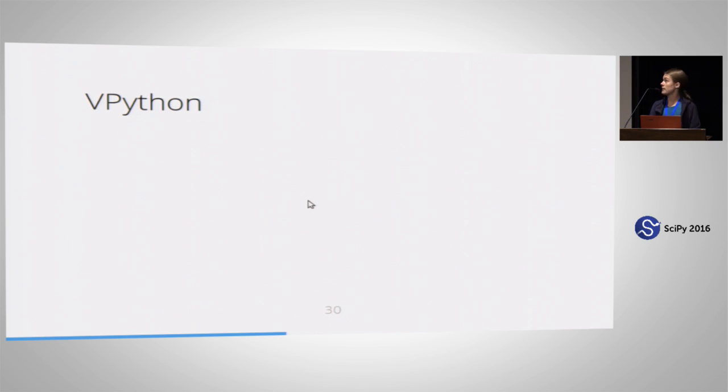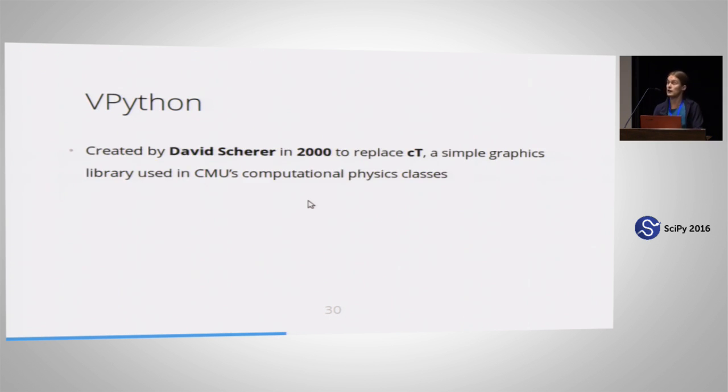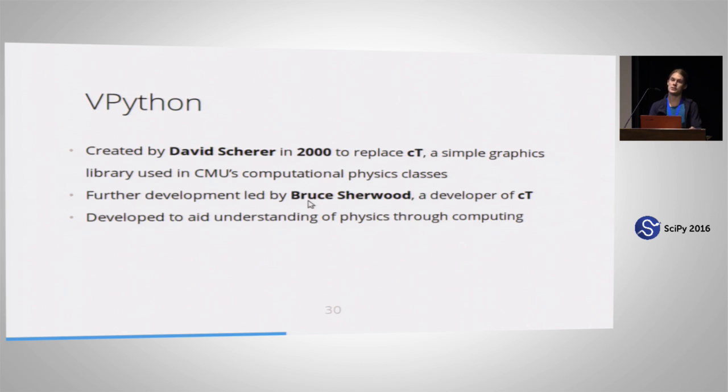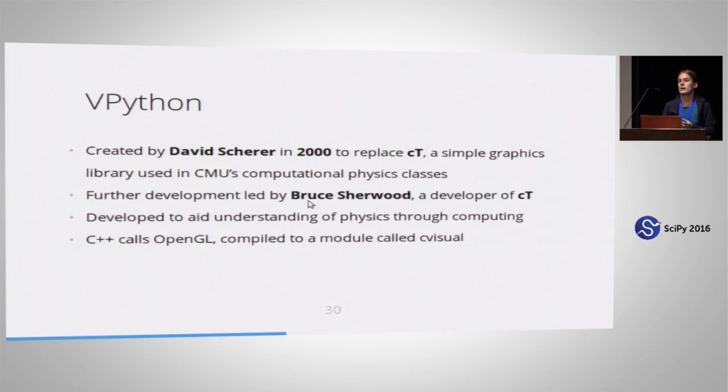Just to give some background on VPython, it was created by David Scherer in 2000 to replace CT, which was what Carnegie Mellon used in their computational physics classes. And then it was adopted by one of his profs, who was one of the original developers of CT. So its primary goal was for computational physics classes. And in the background, you have C++ actually calling OpenGL. And this is then compiled to a module. And they use wxPython to do the windowing.